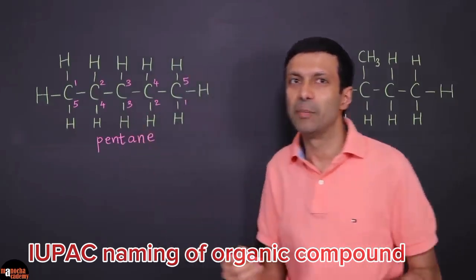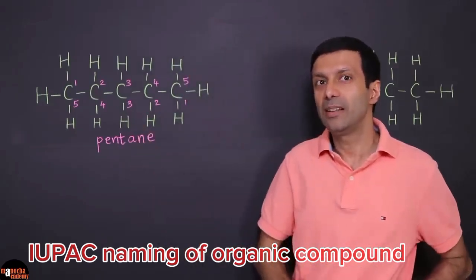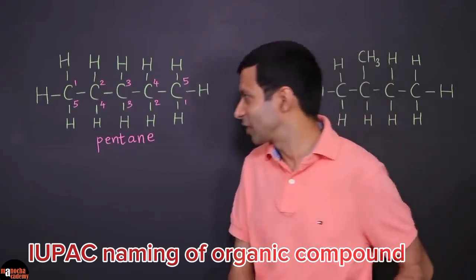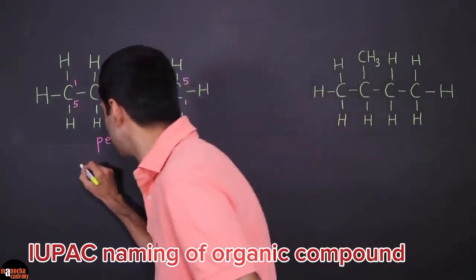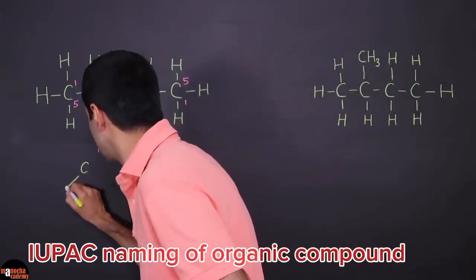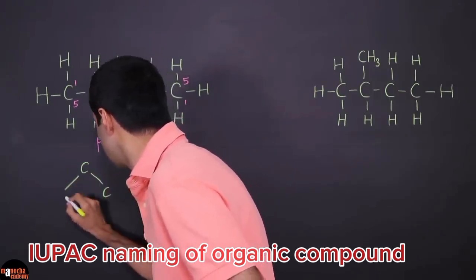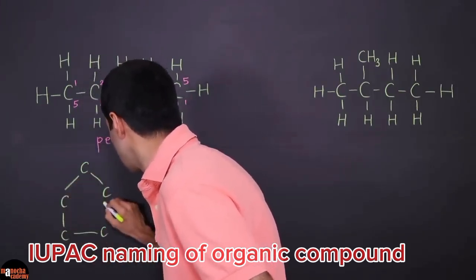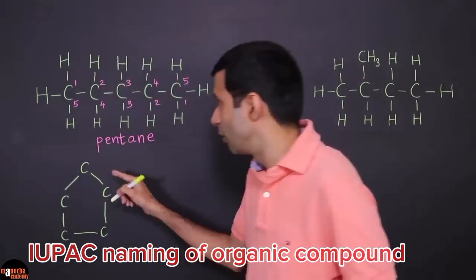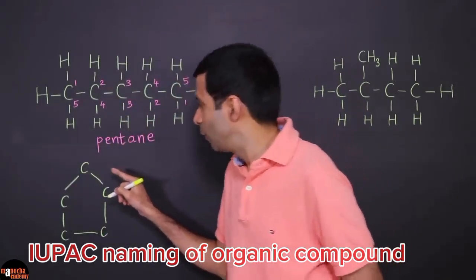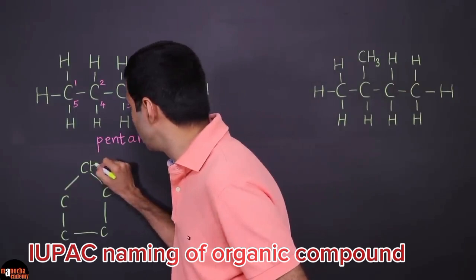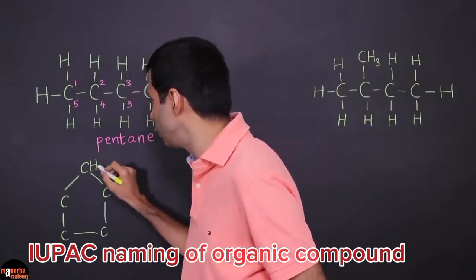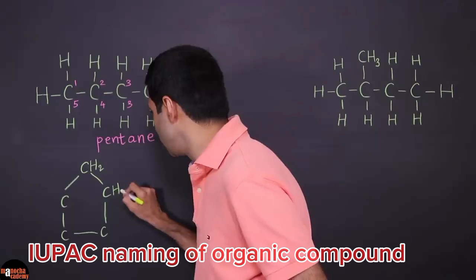Right? So this is a simple one. But now let's say the 5 carbon atoms are arranged in a cyclic structure, something like this. And let's fill in the hydrogens so that each carbon has all 4 bonds satisfied. So 2 hydrogens here, and the same way here.